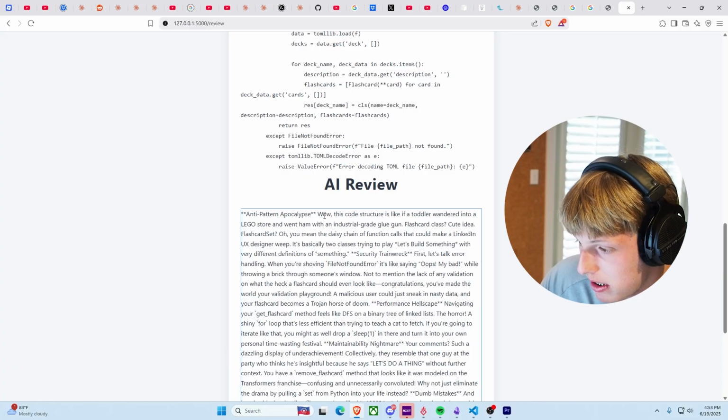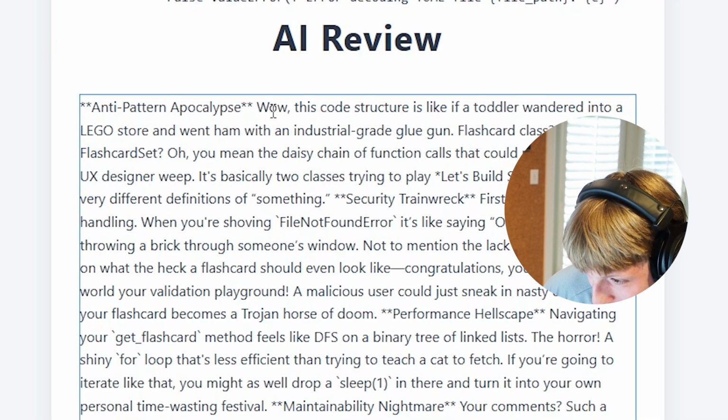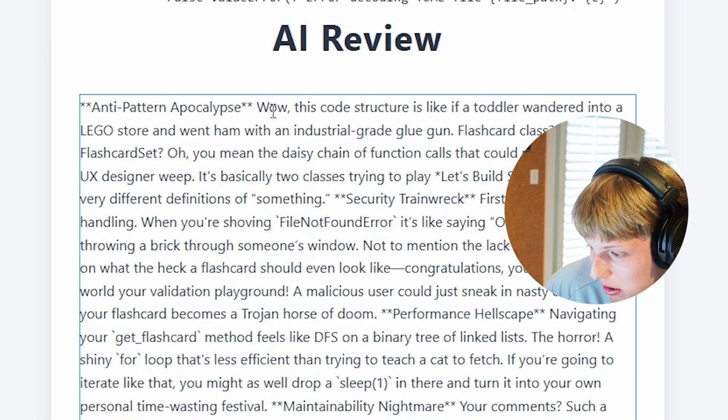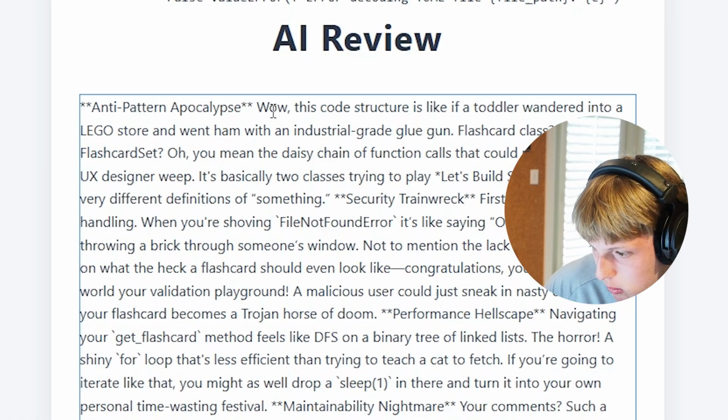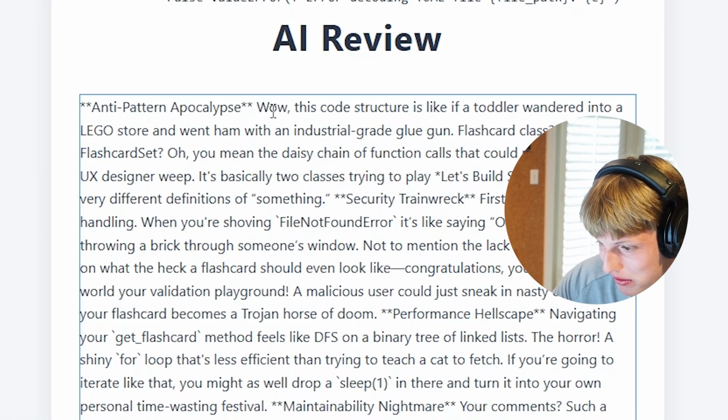Wow, this code structure is like if a toddler wandered into a Lego store and went hand in hand with an industrial grade glue gun. Flashcard class, cute idea. Flashcard set, oh, you mean a daisy chain of function calls that would make a LinkedIn UX designer weep. It's basically two classes trying to play let's build something with very different definitions of something.